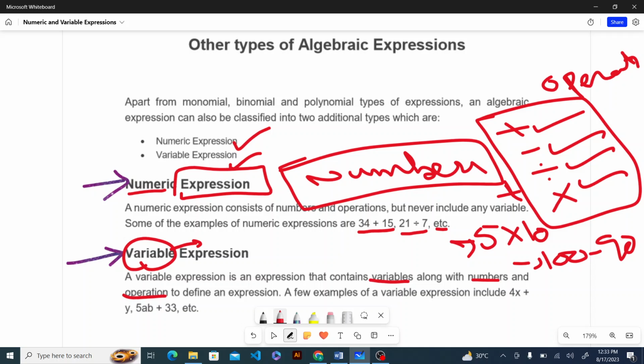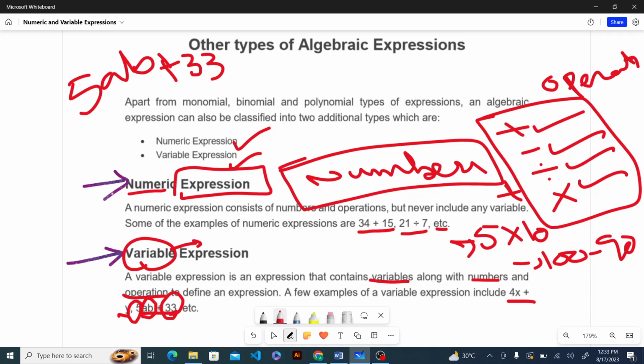A few examples of a variable expression include 4x plus y, 5ab plus 33. Okay, so this is like normal algebraic expression. But to differentiate between numeric and variable, we are specifying it as a variable expression, because in numeric expression only numbers will be included and operations will be included, and in variable expression normally, as we know, there are numbers, means constants like 33 here, and then variables like a, b, and then coefficient with them, this 5ab plus 33. This is the example of variable expression.